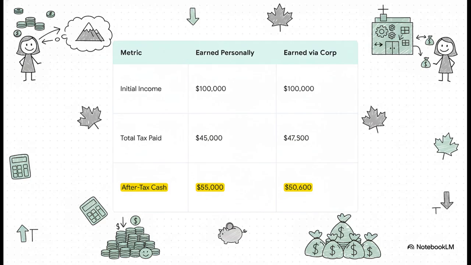Let's compare the two scenarios. On one side, we have Sally earning that $100,000 of investment income all by herself. After her personal tax of $45,000, she's left with $55,000. On the other side, she earns it through the corporation. When you add up all the taxes, the corporate tax minus the refund, plus her personal tax on the dividend, the total tax paid is $47,400, leaving her with $50,600.